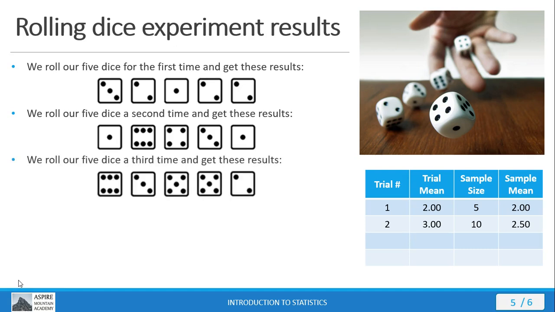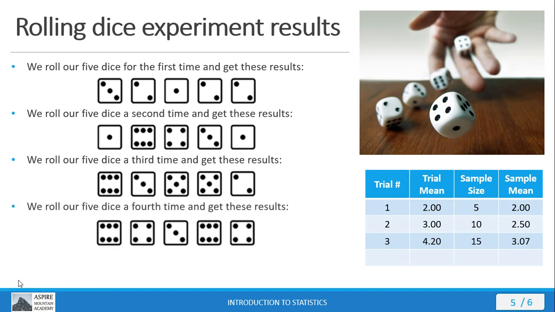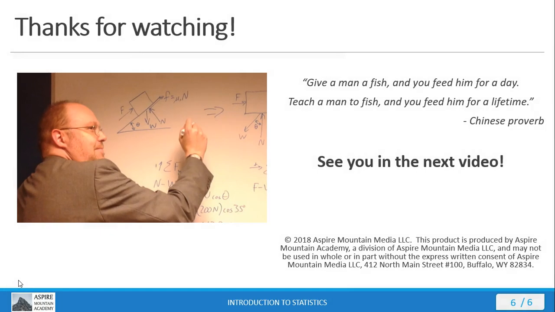We can do it again for a third trial. Run the numbers. See how that sample mean is inching its way up to 3.5? We do it again for a fourth time. Calculate the numbers out. We're getting closer and closer to 3.5. So that's pretty much all we've got.